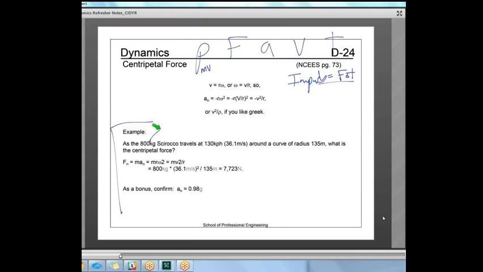We have a car. It's a Volkswagen Scirocco, and it's got a mass of 800 kilograms. It's moving at 130 kilometers per hour. I've already converted that for you to 36 meters per second. That's its initial velocity.